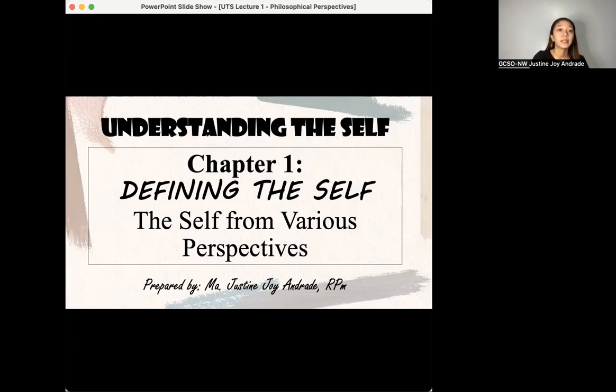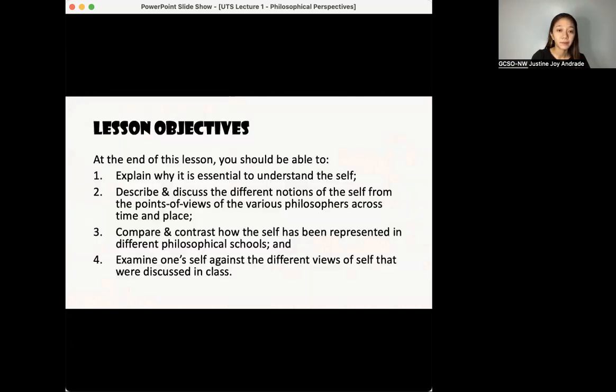Okay, let's start with chapter 1, defining the self from various perspectives. Let us first read the lesson objectives. At the end of this lesson, you students should be able to: number 1, explain why it is essential to understand the self; 2, describe and discuss the different notions of the self from the points of view of various philosophers across time and place; 3, compare and contrast how the self has been represented in different philosophical schools; and last, examine oneself against the different views of the self that were discussed in class. So this will be our learning objective.